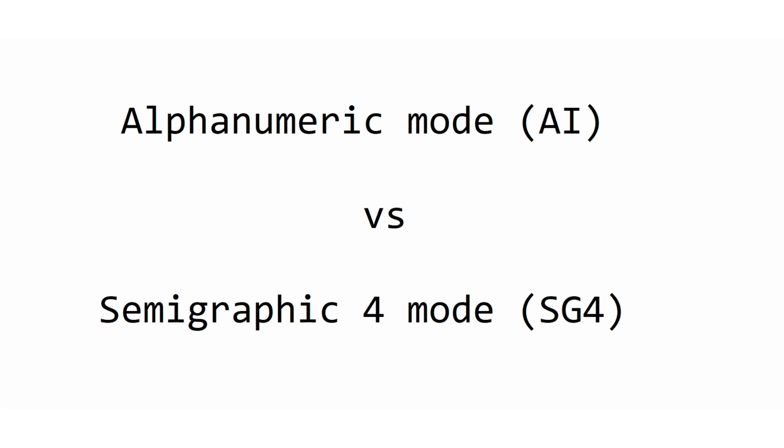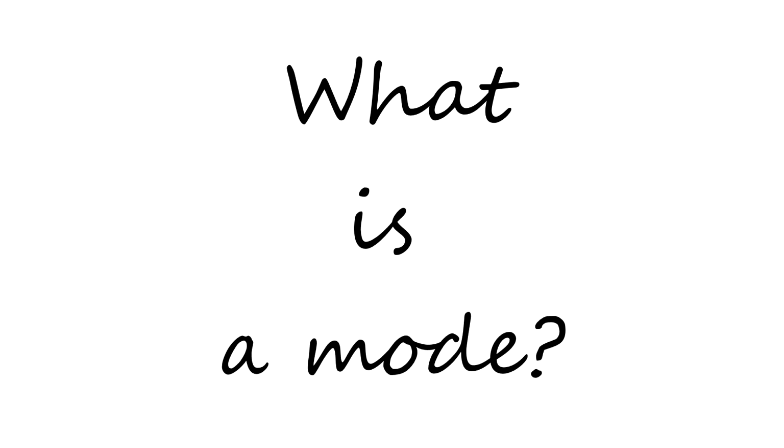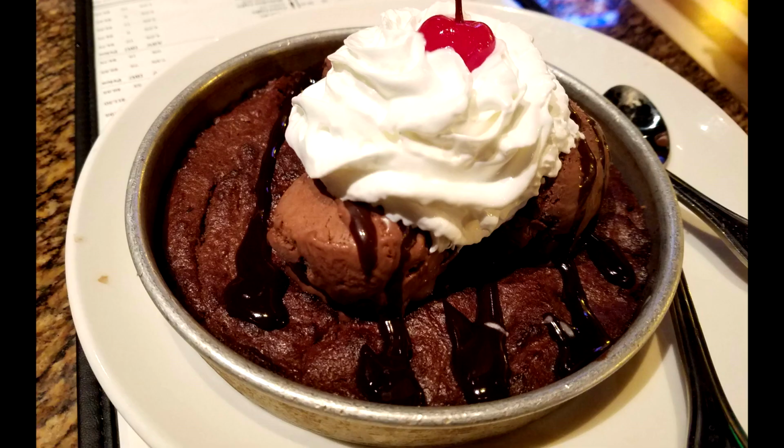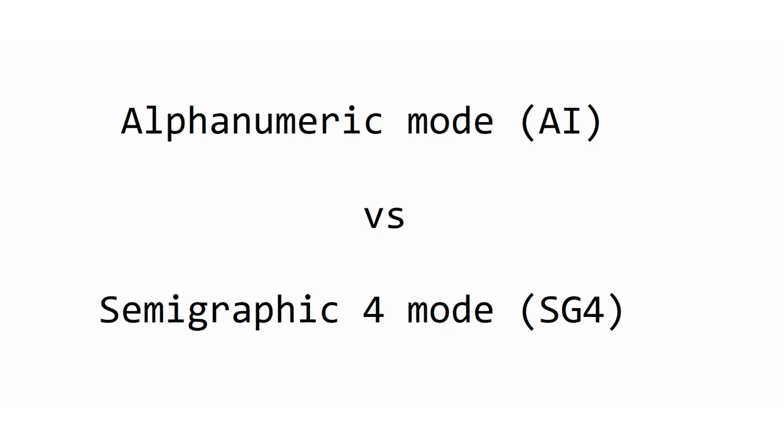Are alphanumeric and Semigraphic 4 really different modes? Or are they just different character sets that can be rendered in the same mode? What is a mode? What is all a mode? Everything I had read tried to convince me they are different modes.